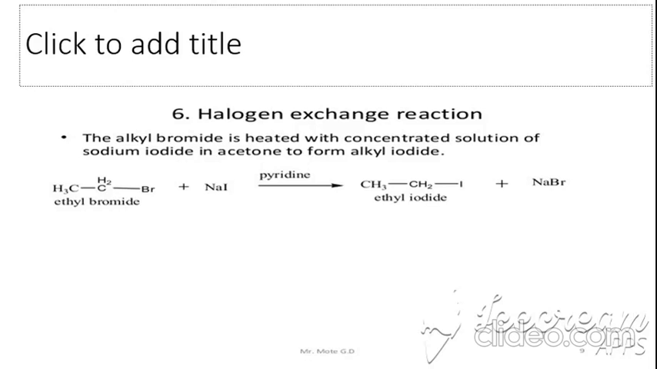One of the most important reactions is the halogen exchange reaction. For example, here is the ethyl. Alkyl halide is used as a reagent for the preparation of another alkyl halide. How is it formed? For example, here is the ethyl bromide. When you react it with sodium iodide in the presence of pyridine, what happened? Ethyl iodide is formed. This is mostly used. For example, alkyl iodide is not prepared directly, so this reaction is very important for the preparation of the ethyl iodide.